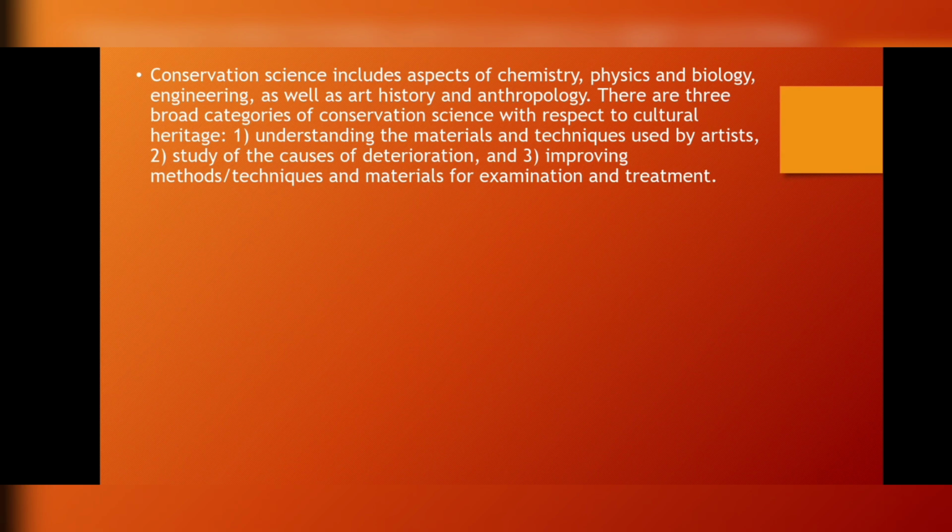These are three broad categories of conservation science with respect to cultural heritage: understanding the materials and techniques used by artists, study of the causes of deterioration, and improving methods or techniques and materials for examination and treatment.